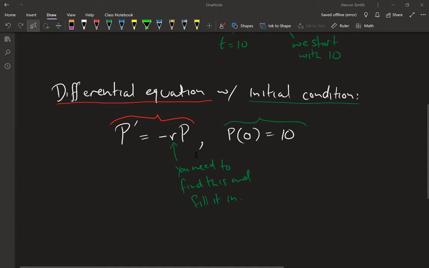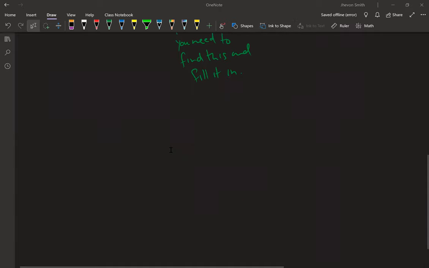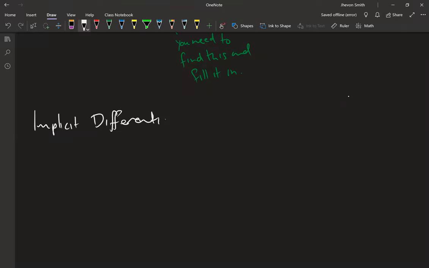Okay, so implicit differentiation, there are two situations where you would need to know implicit differentiation. To not go over the whole lecture and just focus on what we would need, there are two situations you would need this.